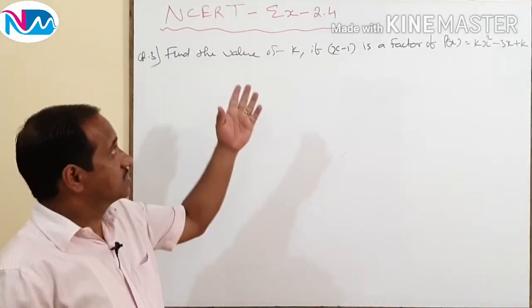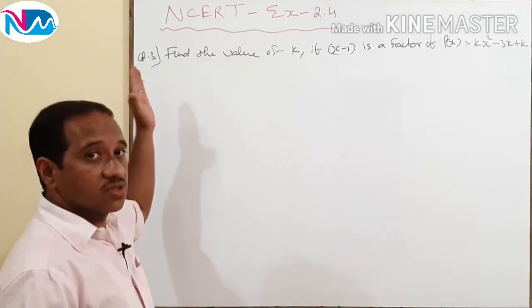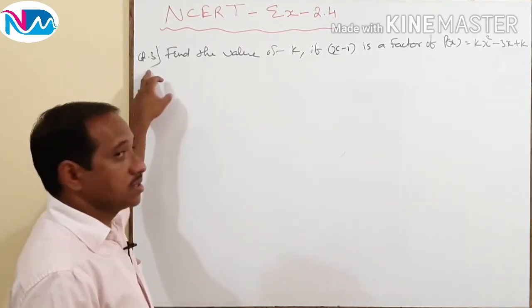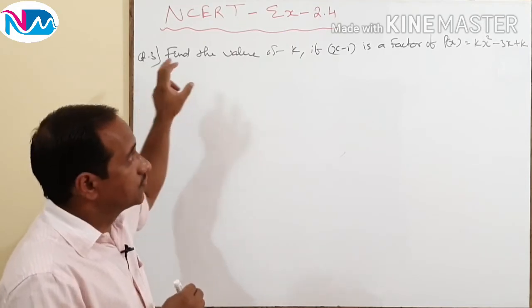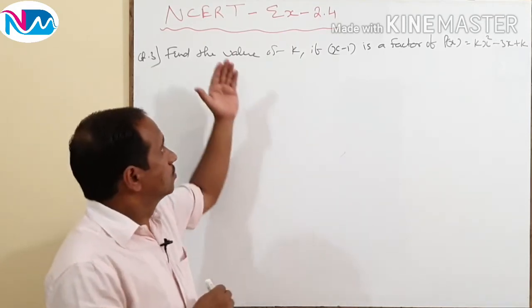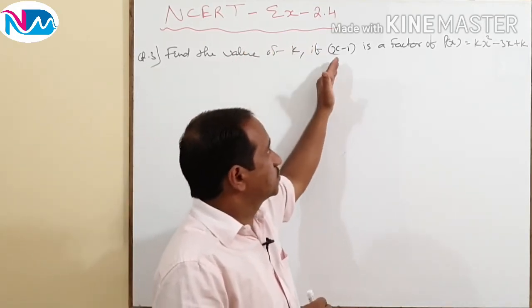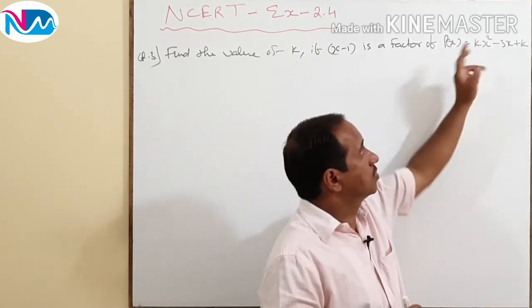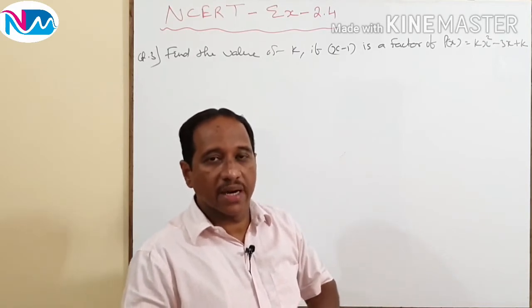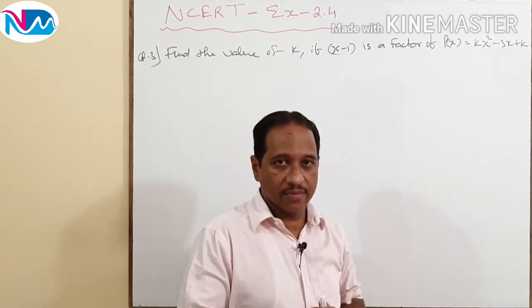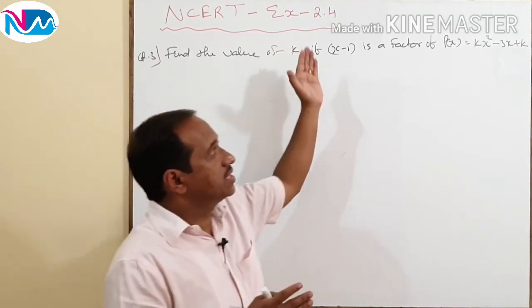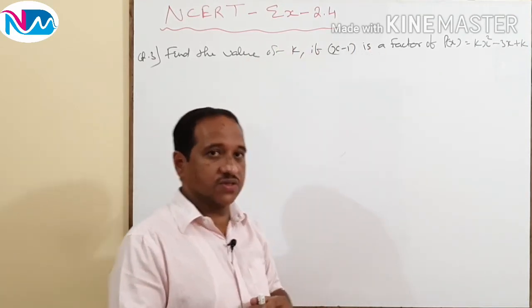Now look at exercise 2.4, question number 3, fourth one. There are 4 questions under question number 3. Here we consider the fourth one. The question is, find the value of k if x minus 1 is a factor of P of x is equal to kx square minus 3x plus k. So here it is given that x minus 1 is a factor of P of x.